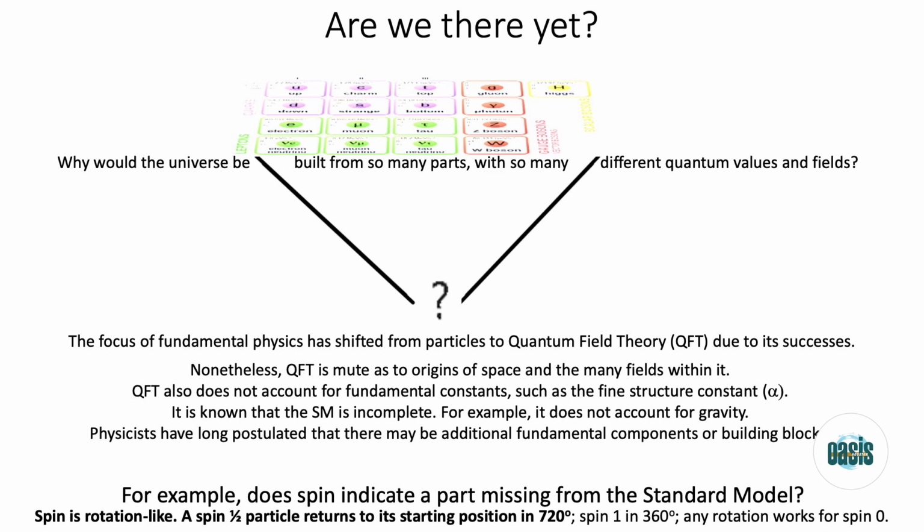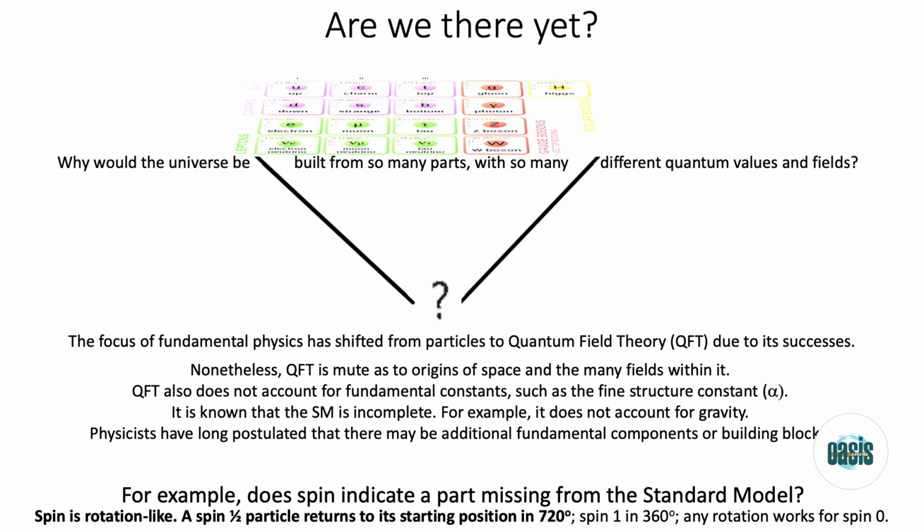Okay, so are we there yet? We've got this model. And the question becomes, why would the universe be built from so many parts with so many different quantum values and fields? Is there something more basic?